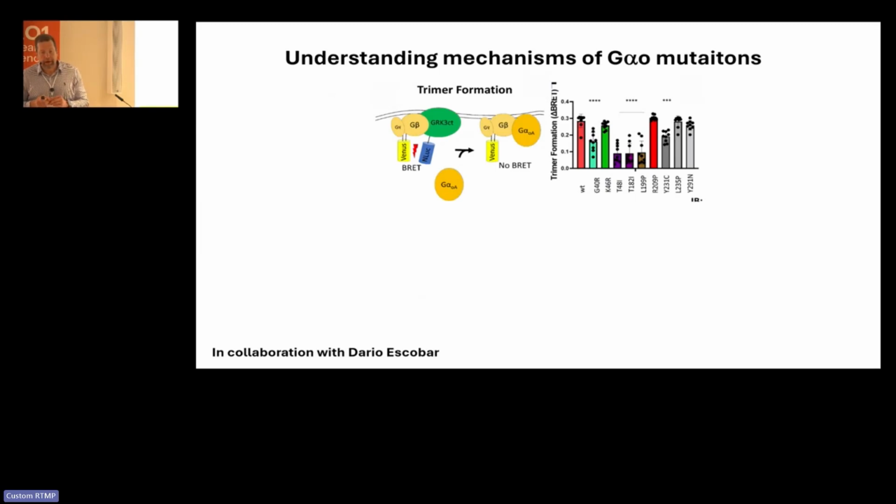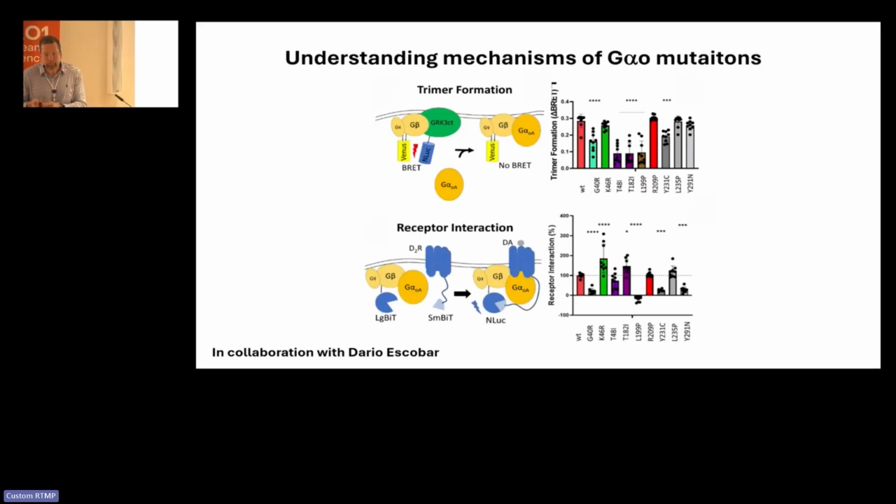We also analyze the ability or disability of these mutations to associate with the G beta gamma subunits, which is essential for the initiation of the G protein signals. And again, we find that some of the variants cause disruptions in the ability to bind the G beta gamma complex.